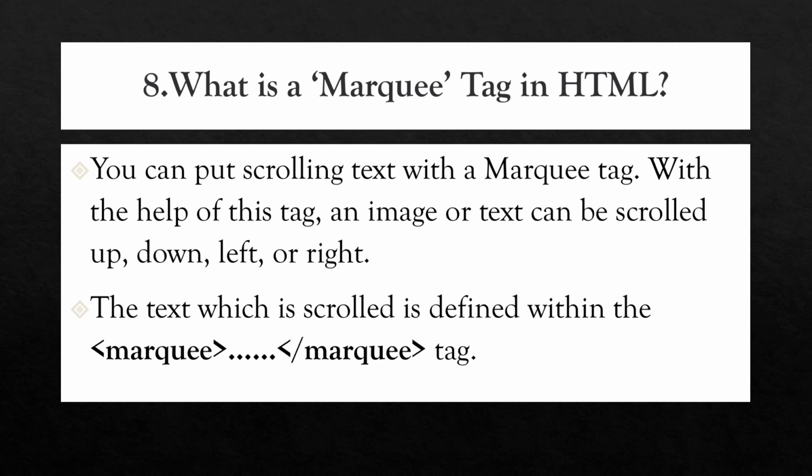And the eighth question is, what is a marquee tag in HTML? For example, in the news below, we can see the text which will be scrolled. By using this marquee tag, it will scroll in HTML. We can also scroll an image upward, downward, left or right. This is a marquee tag in HTML.